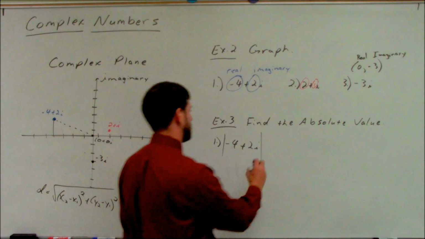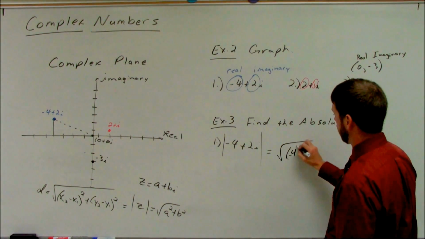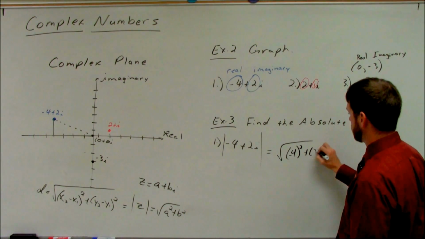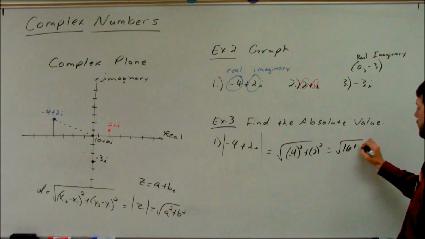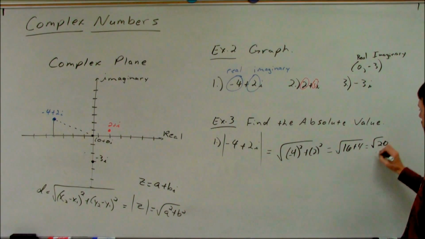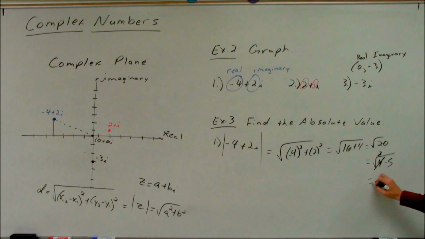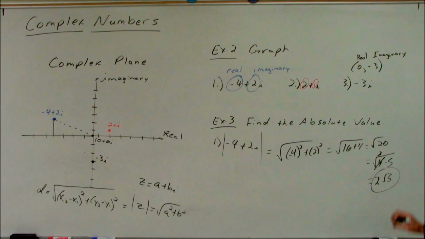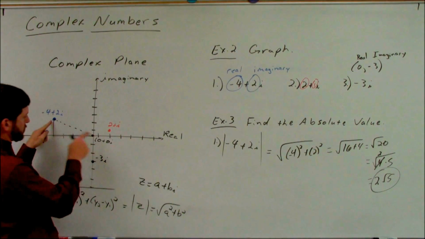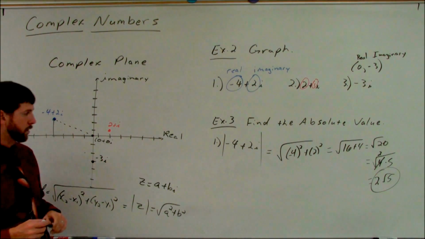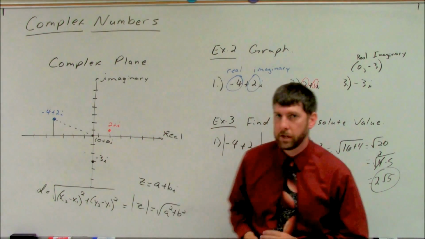So if we go through here, we do the square root of negative 4 squared plus 2 squared. Square root of 16 plus 4 is 20. Clean it up. 4 times 5, so 2 square root of 5. So negative 4 plus 2i is 2 square root of 5 units away from the origin. So that's how you find the absolute value of a complex number.